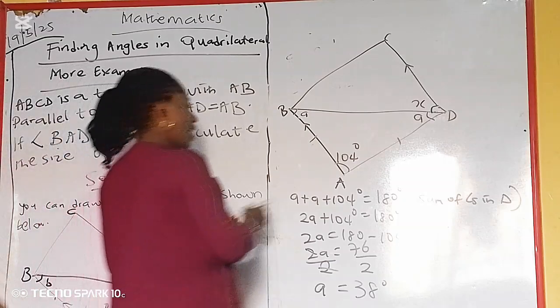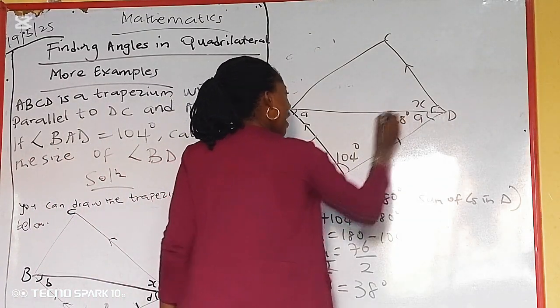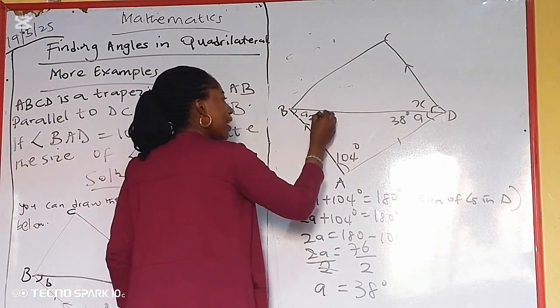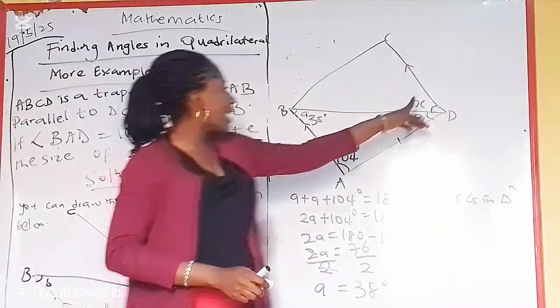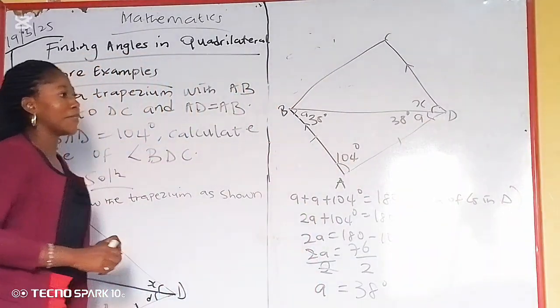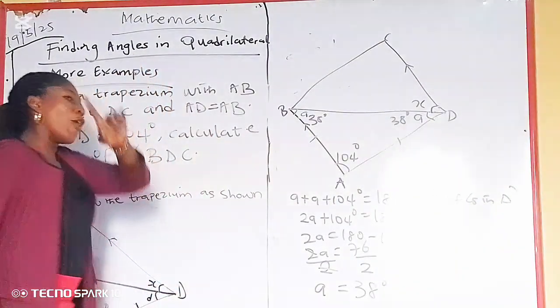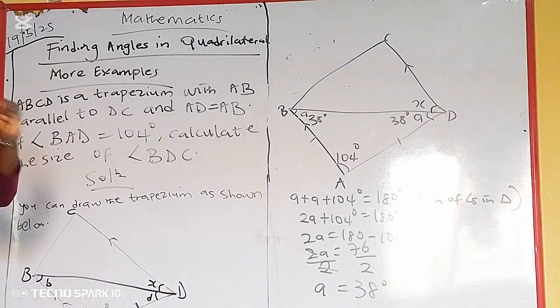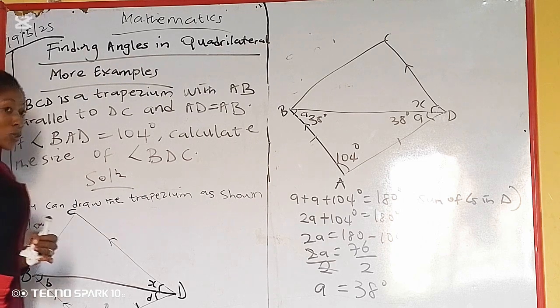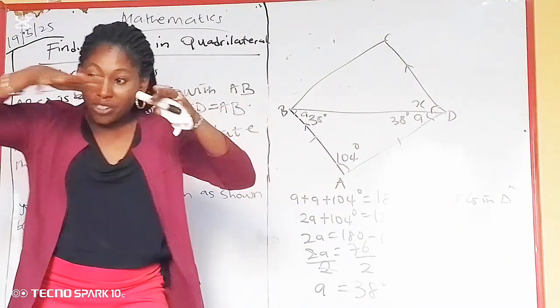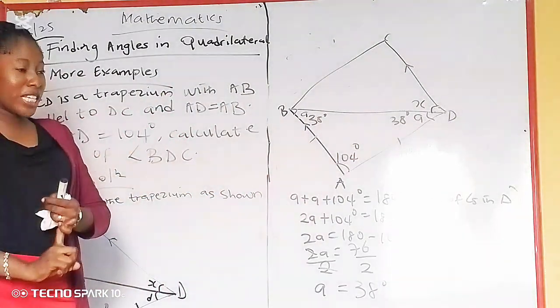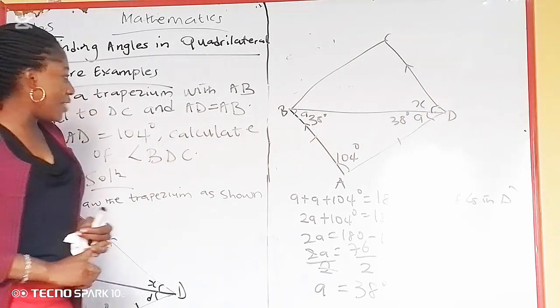So having gotten A as 38 degrees, hence here will also be what? 38 degrees. So who can tell me how we can now get what X is? No. Let's go back to our rules. Don't forget that in our rules we have vertically opposite angles, we have alternate angles. So we're talking about rules on angles on a straight line, corresponding angles, transversal, and the rest of them.